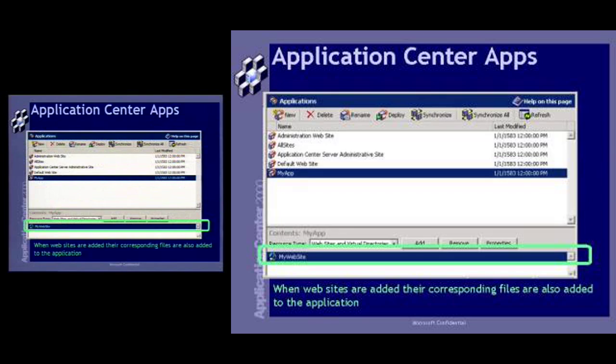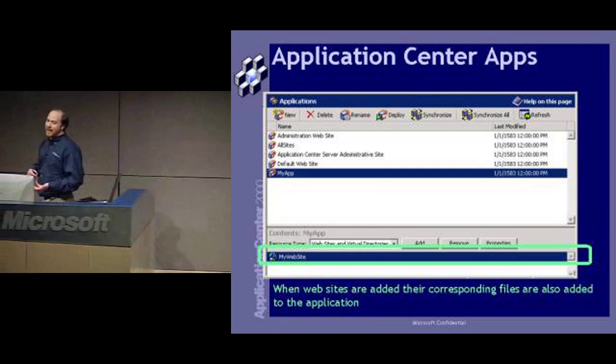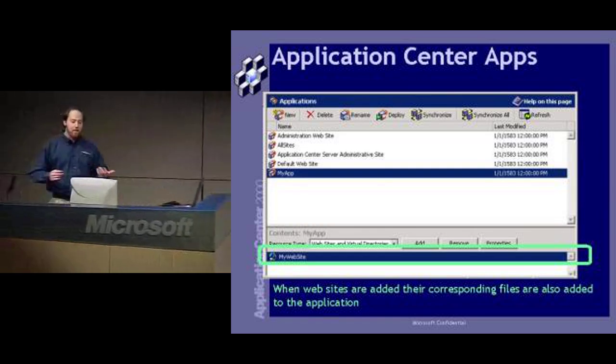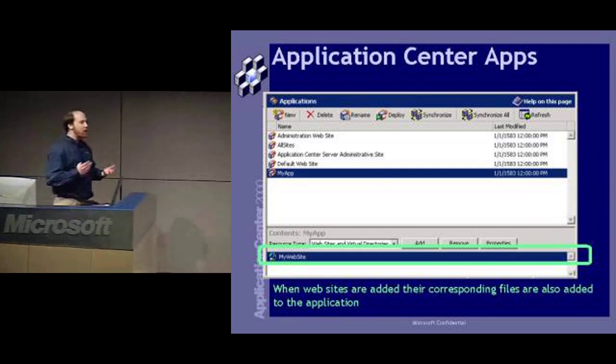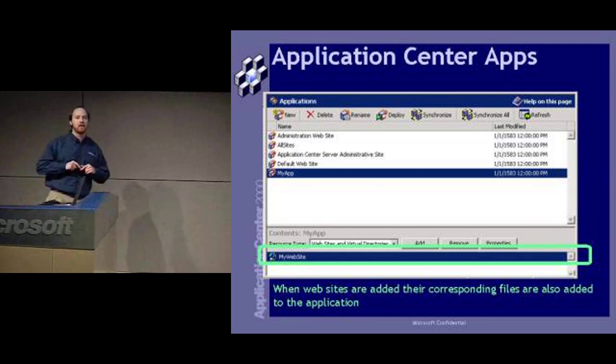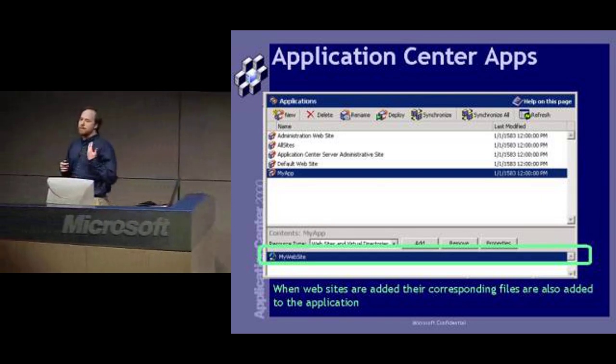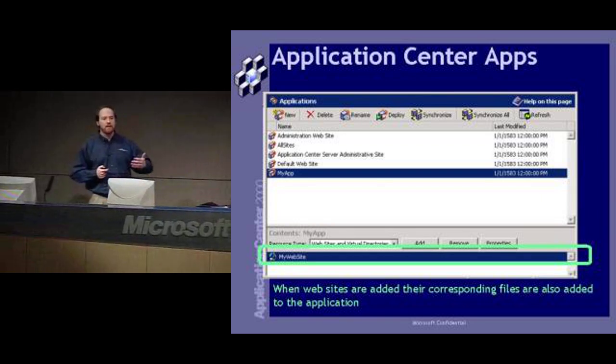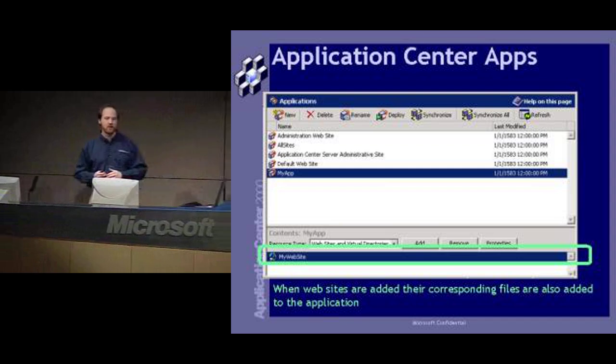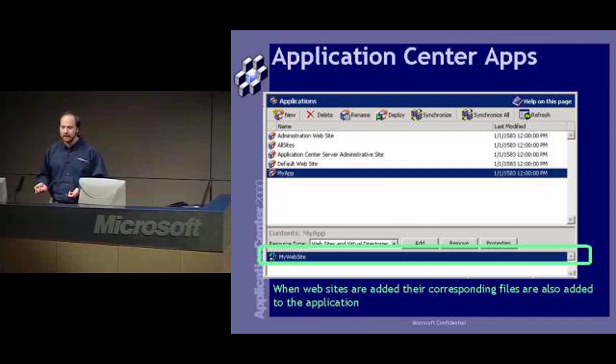So when you add a resource, one I want to emphasize is the website resource, because we know that's very, very important to a lot of people. When you add a website as a resource to an AppCenter application, not only will we take that website as far as IIS is concerned, but we'll take the files that are immediately associated with it, i.e. all the files which are pointed to by that virtual site or virtual directory, which is very handy.